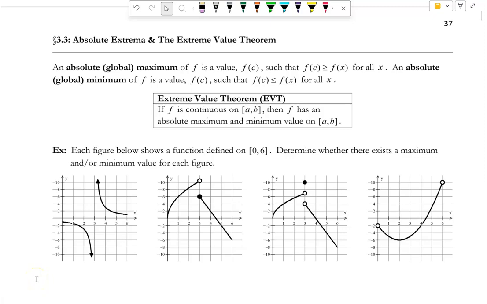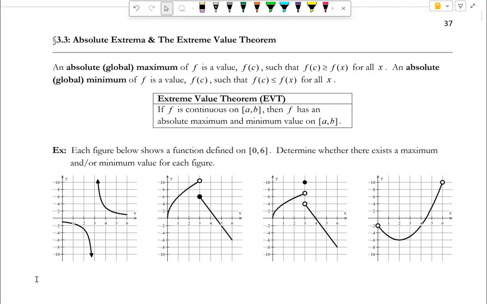So far in this unit, we have found relative or local extreme values, so relative mins and maxes or local mins and maxes. But today we're going to work on finding absolute extreme values, and we're going to learn one more existence theorem called the extreme value theorem.